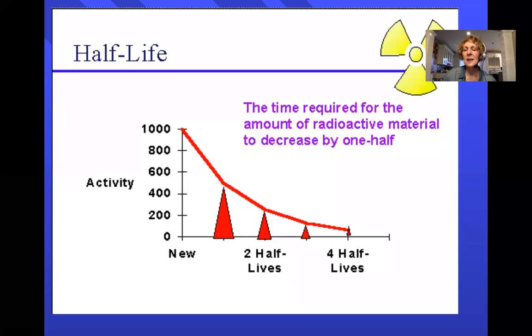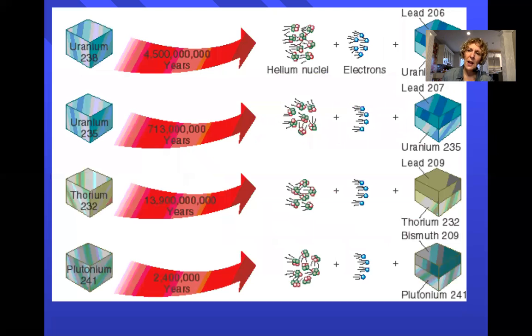Half-life is the amount of time it takes for the amount of radioactive material to decrease by half. When a radioactive particle decays into another particle, it happens randomly, but it happens at a very regular interval, and we call that interval a half-life. Some half-lives are very, very long. Uranium-238 has a half-life of 4 billion years, so it takes a long time for half that material to decay.